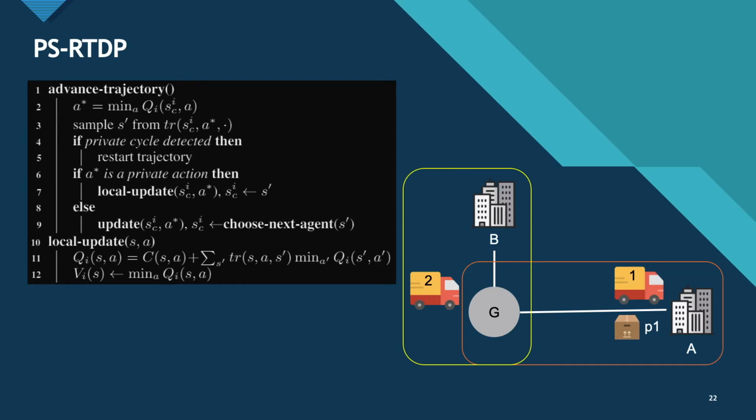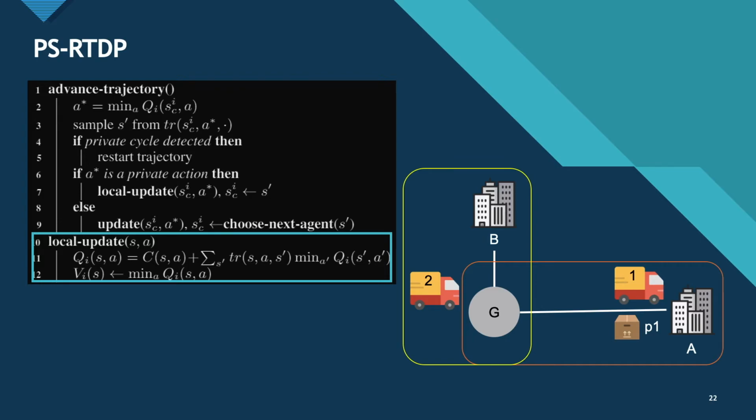We can see this behavior is implemented in the algorithm by separating updates to local in case of a private action and normal DRTDP updates otherwise. A local update is a Bellman update which uses the current agent's Q values without requesting other agents' Q values.